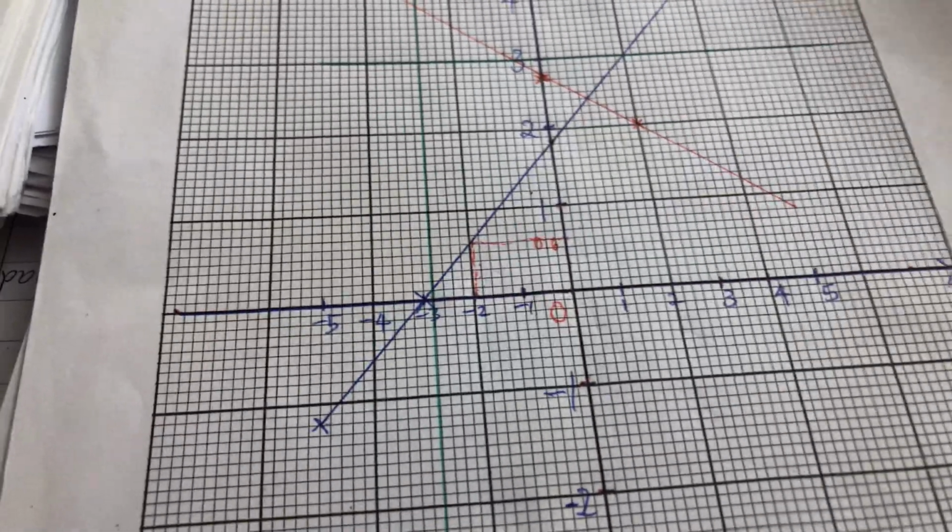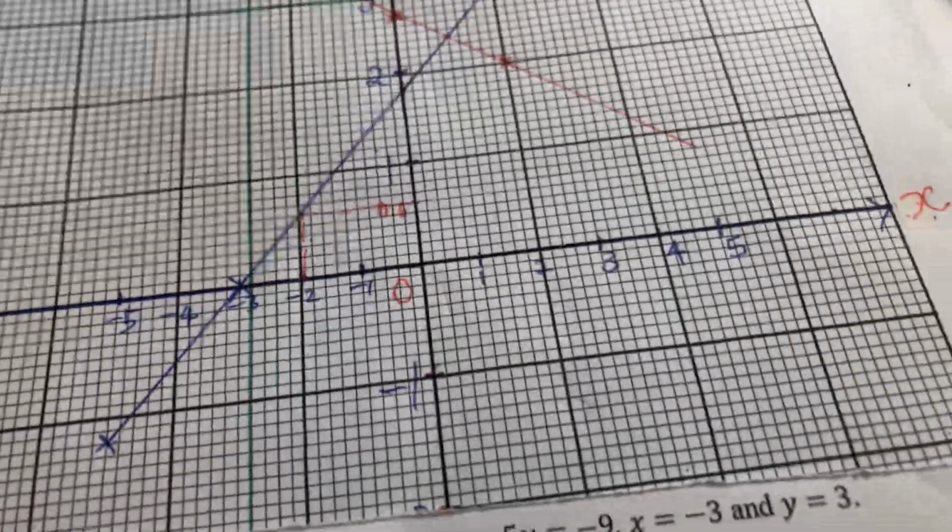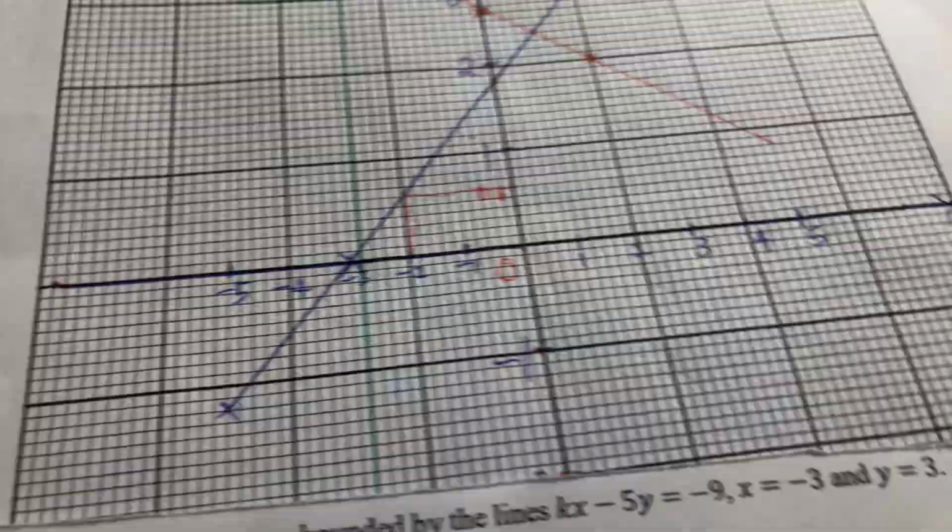F requires you to find the area. Give me a minute. Okay, running out of battery. Never mind. Let's hope it lasts.